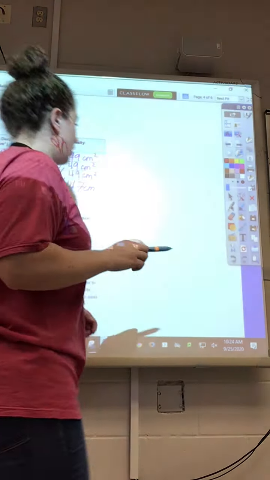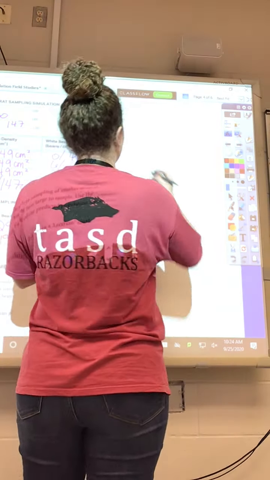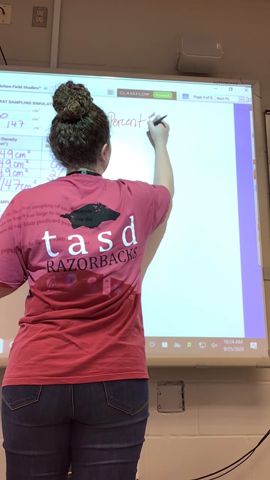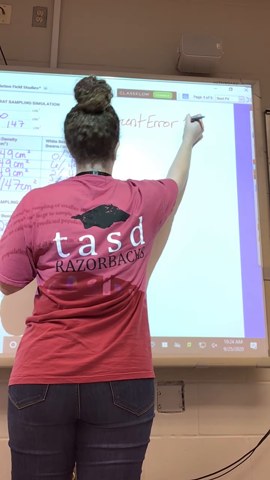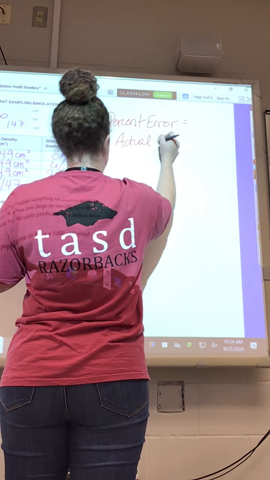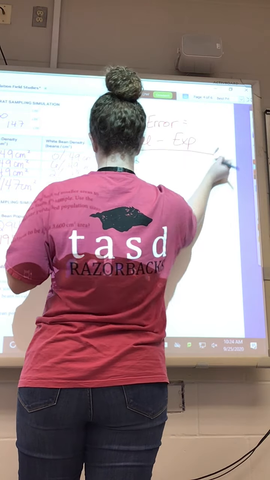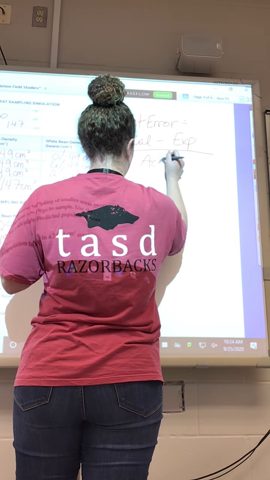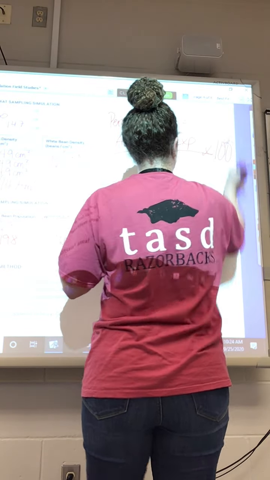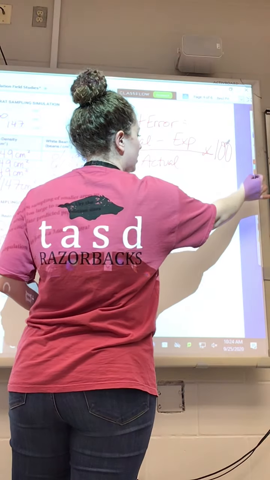All right, so percent error. It's on your thing, but to calculate percent error, that equals the actual number minus the experimental, divided by the actual, times 100.